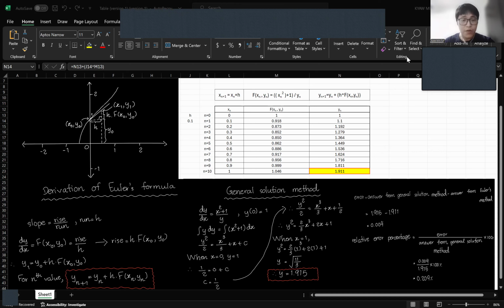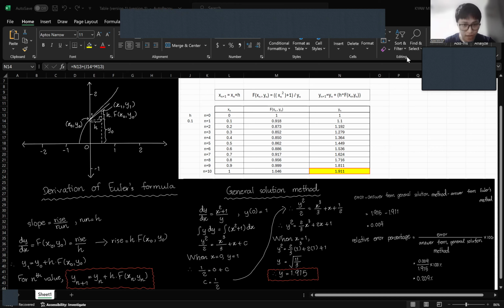According to the problem, we want to get the value of y at x equals 1. Therefore, the value of n is 10 as the step size is 0.1. So, in order to get the value of y10, we need to add y9 and the product of step size and the slope at the point x9, y9. So, we get the final value of 1.911.